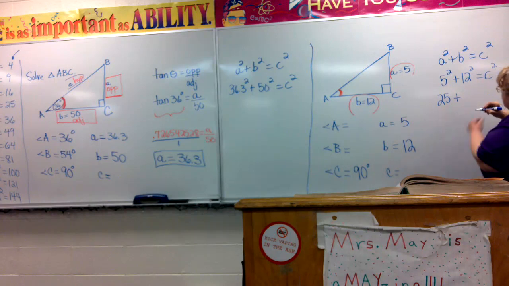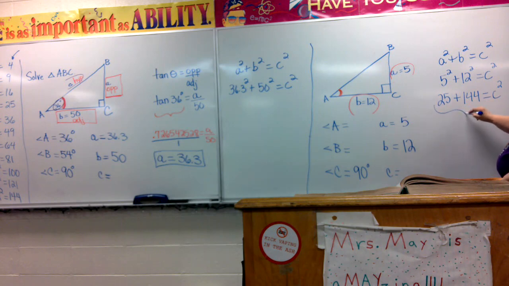25 and 144 is 169, which is 13. Wait, you're going too fast. I can't write that fast. 25 and 144 is 169, he says. Yeah. Square root, square root.